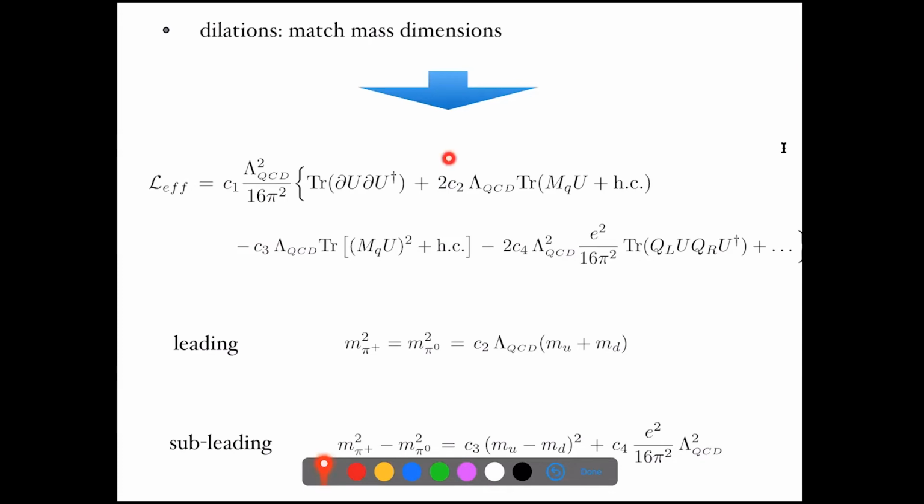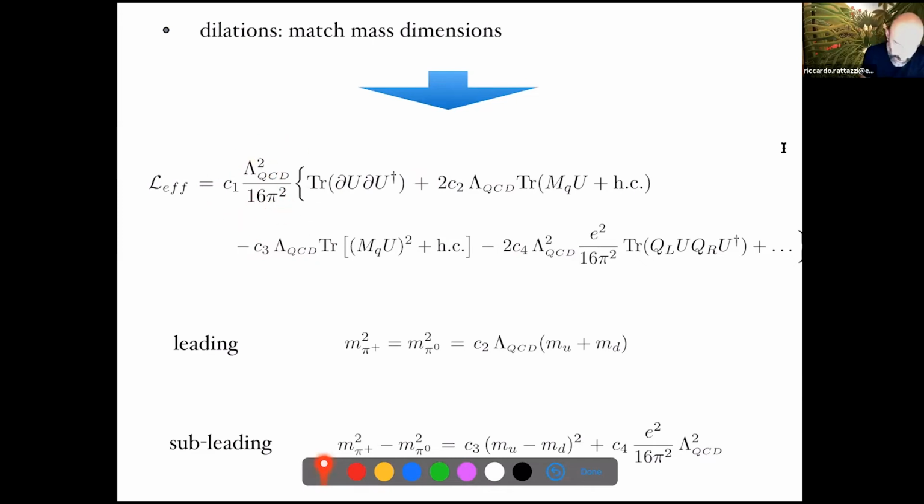Okay, so you match all your coefficients, and it's just a question of practice, but I can explain the tricks by which you can determine them. All these coefficients are of order 1. The reason why this coefficient here is 16 pi squared is very simple.